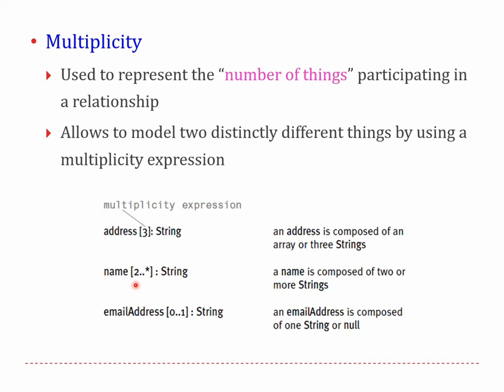You can even use a range of values within the multiplicity relationship. For example, name is composed of 2 or more strings and email address is composed of either one string or null. So the range has a minimum value followed by 2 dot symbols and then followed by the maximum value. If the maximum value is undefined, you can use the star notation.